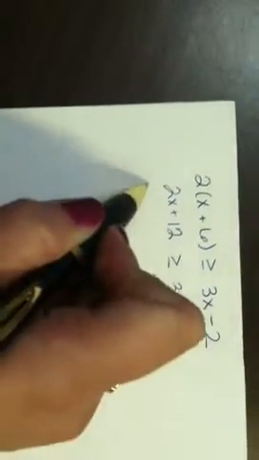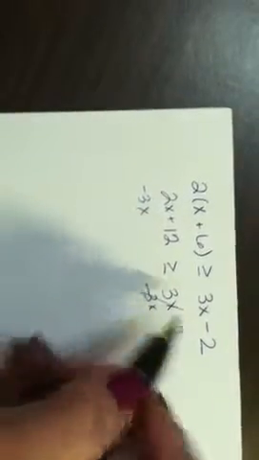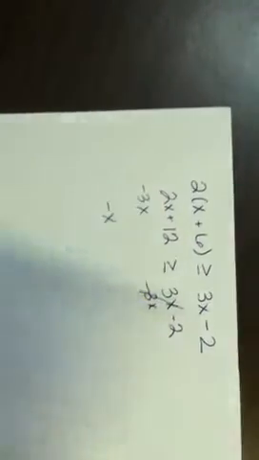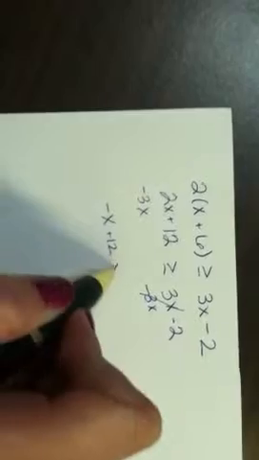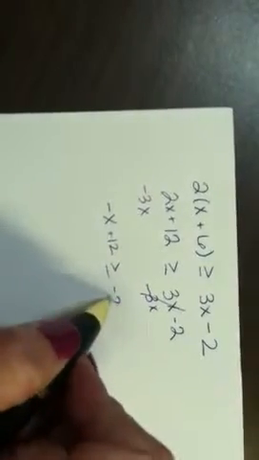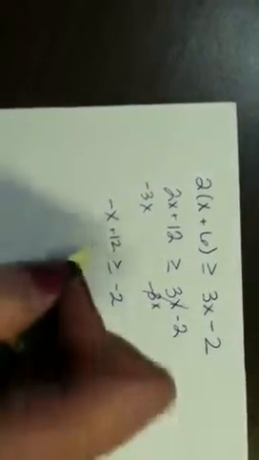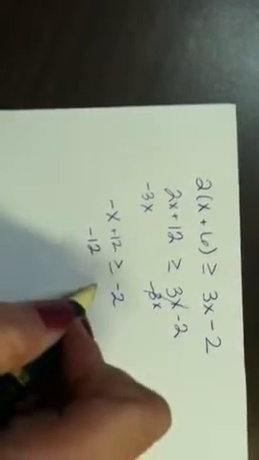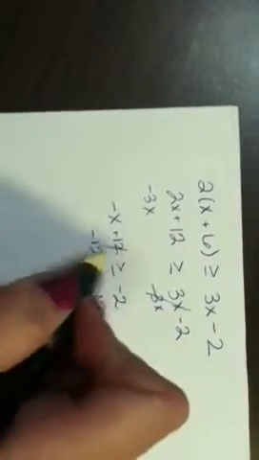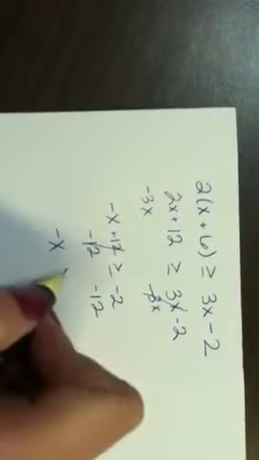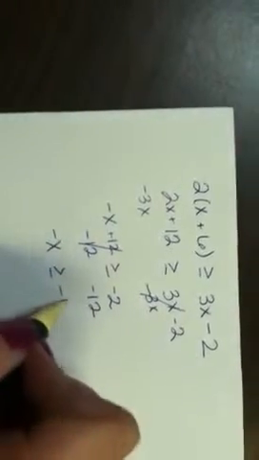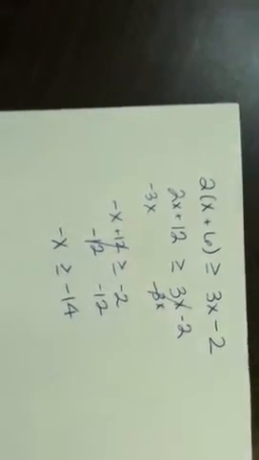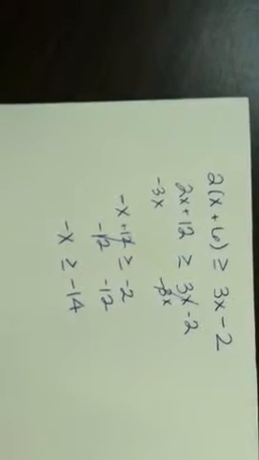Subtracting 3x on either side results in negative x plus 12 is greater than or equal to negative 2. Then to simplify further, I move my positive 12 to the other side by adding the opposite. So now I'm left with negative x is greater than or equal to negative 14.